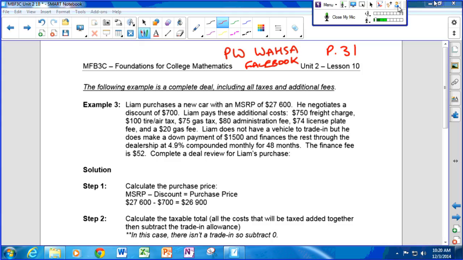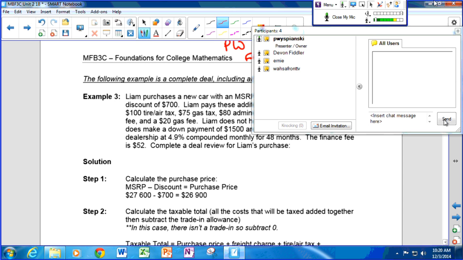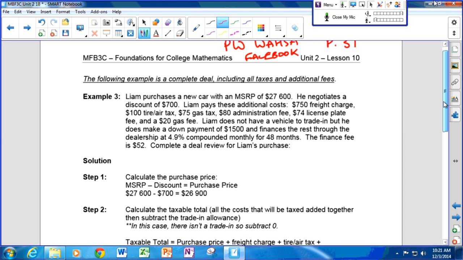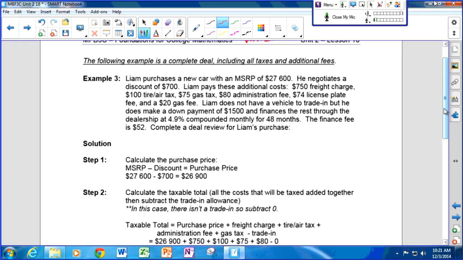Okay, so here we go, top of page 31 then. Example 3. It says Liam purchases a new car with an MSRP. We know now that means manufacturer's suggested retail price. No one ever pays that, but anyway, I think we're going to have him actually. Looks like he did pay it. Oh well.